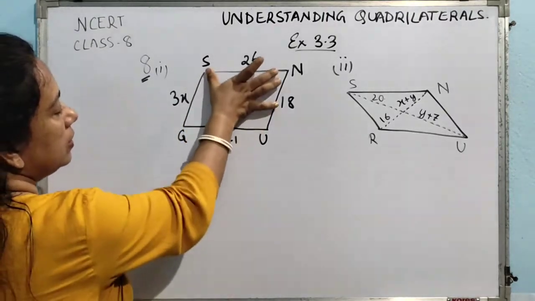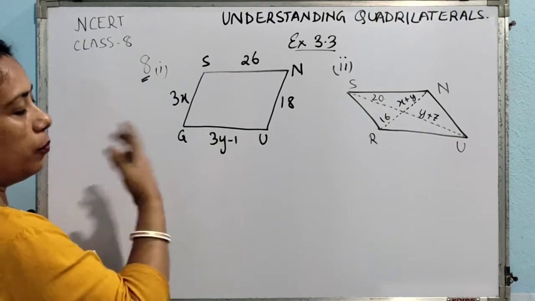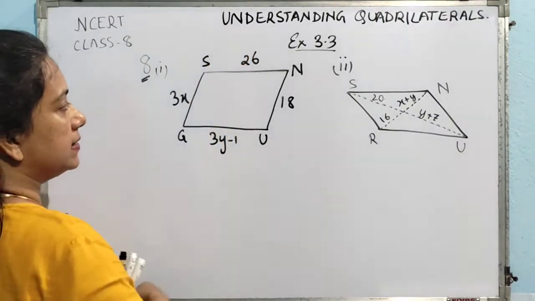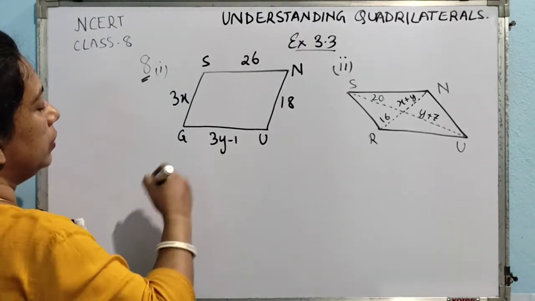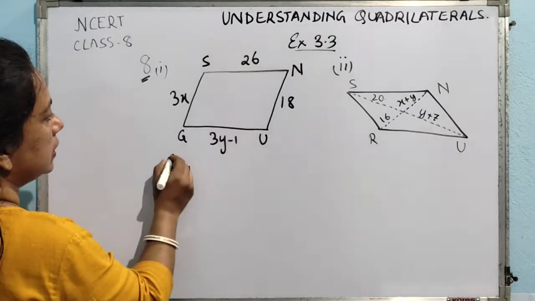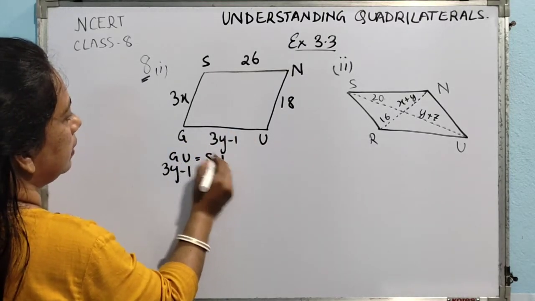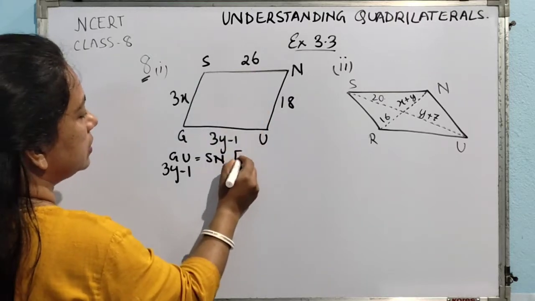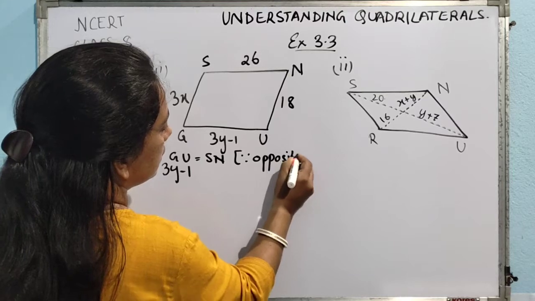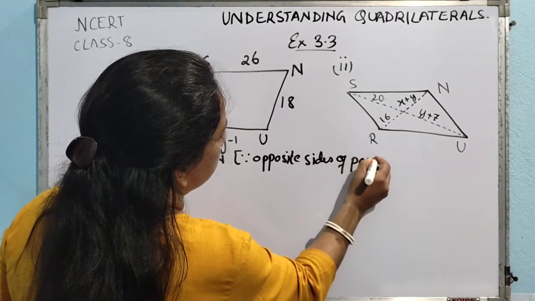They have given the measurements of the sides, and what we know about the sides of a parallelogram is that the opposite sides are equal. So here we can write 3y minus 1 is one of the sides, or you can write GU is equal to SN. The reason: since opposite sides of a parallelogram are equal.